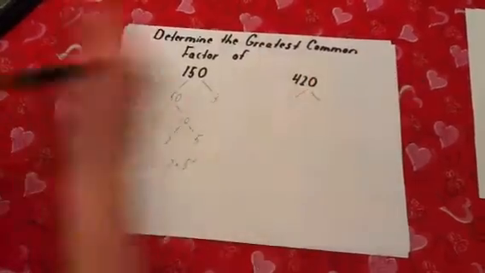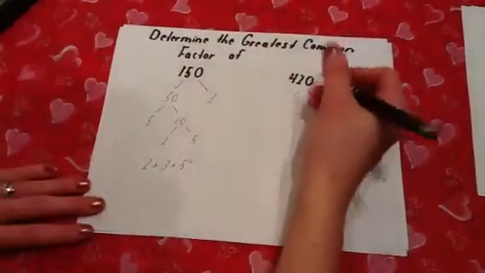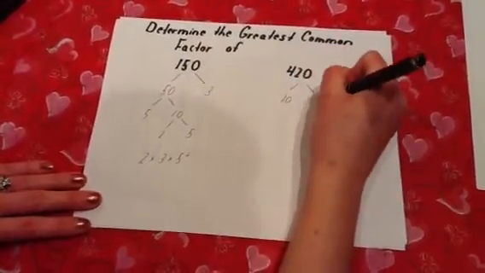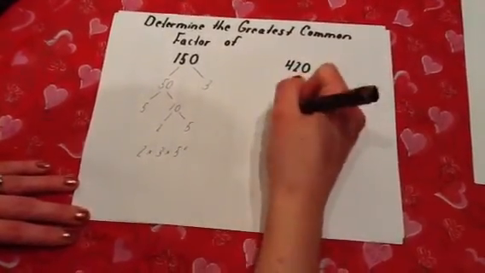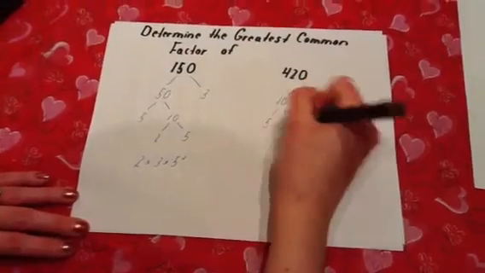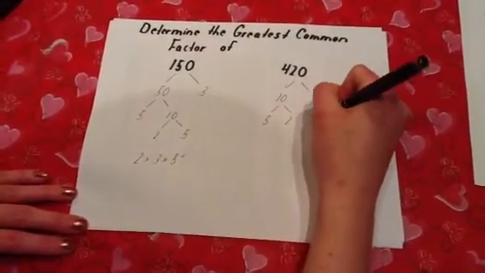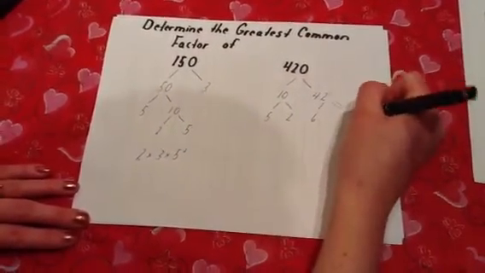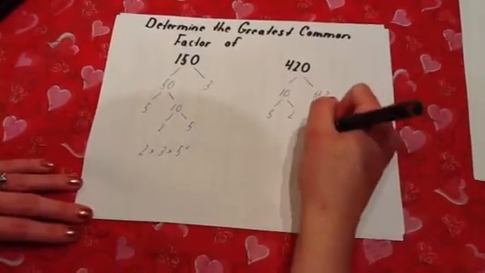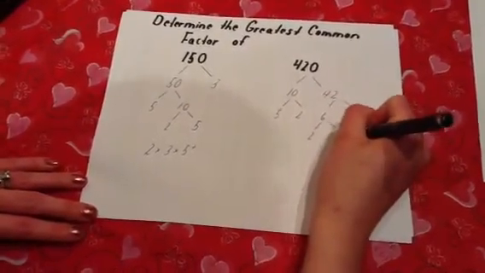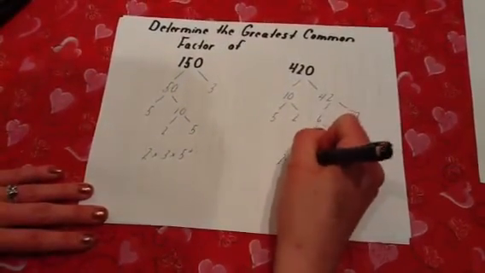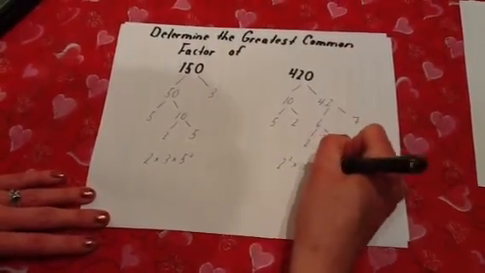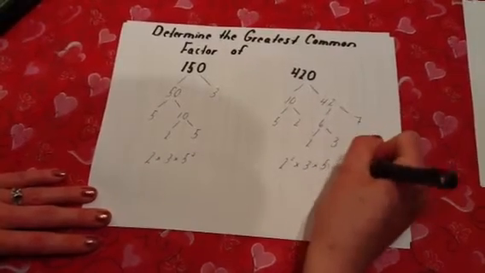Okay, now let's look at 420. So 420 would be like 10 times 42 would work. Any factors would work. At the end we should get the same. 10 is 5 times 2, and 42 is 6 times 7. And the last one we just need to do is just 6, so 2 times 3. Okay, product of primes would be 2 squared times 3 times 5 times 7.